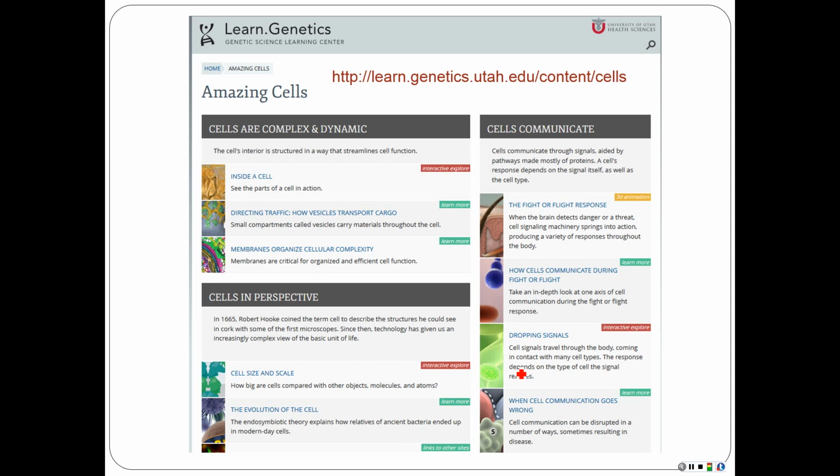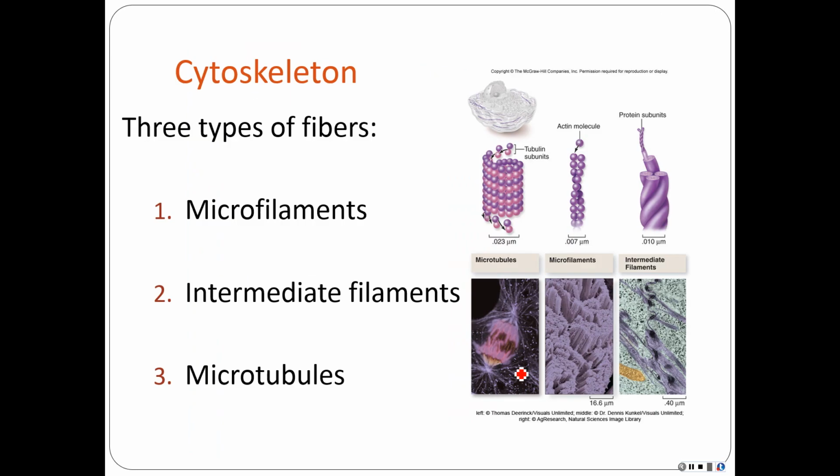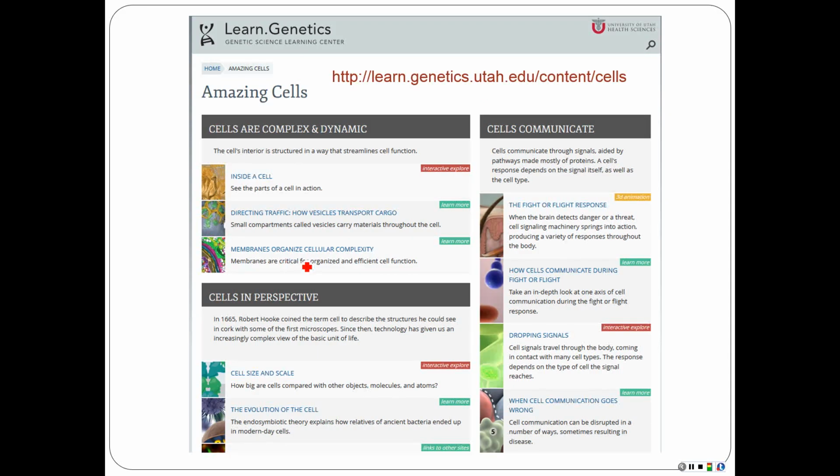There's a really neat website from the University of Utah. They have the Learn Genetics website. It's learn.genetics.utah.edu. Go in there and go to the Amazing Cells link, and then you can go inside of the cell and also look at the membranes. There are some really cool study tools to help put this into perspective for you. So check out that website for an additional study tool.